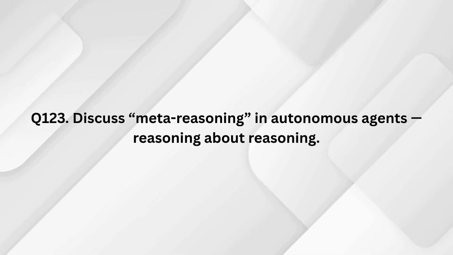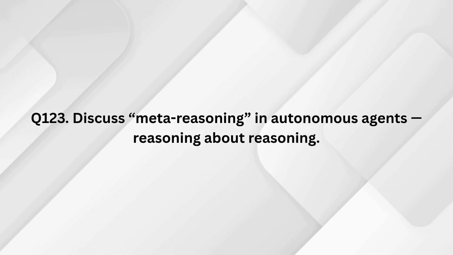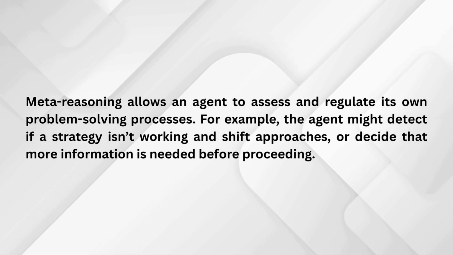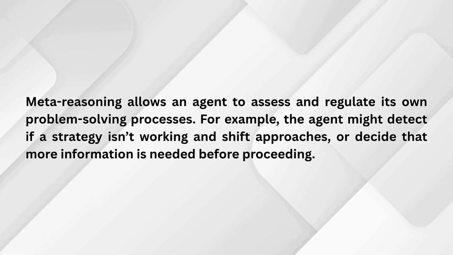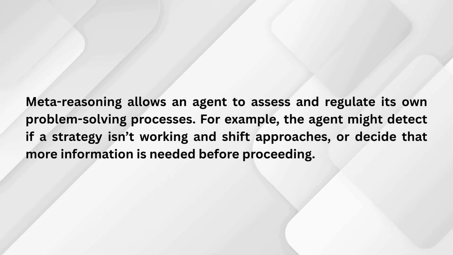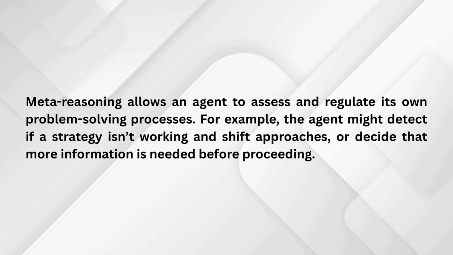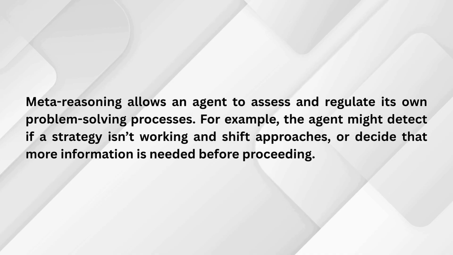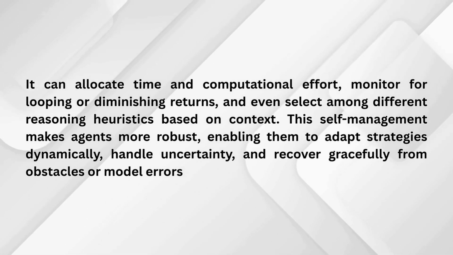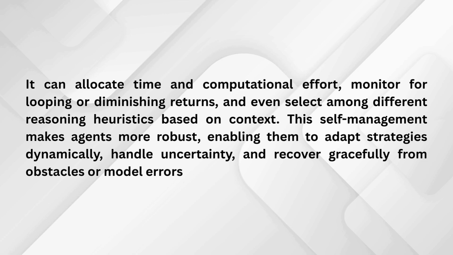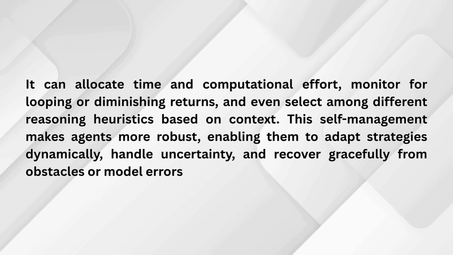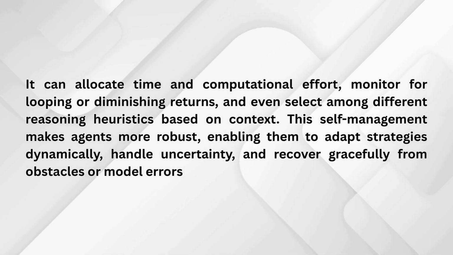Discuss meta-reasoning in autonomous agents. Reasoning about reasoning. Meta-reasoning allows an agent to assess and regulate its own problem-solving processes. For example, the agent might detect if a strategy isn't working and shift approaches, or decide that more information is needed before proceeding. It can allocate time and computational effort, monitor for looping or diminishing returns, and even select among different reasoning heuristics based on context.